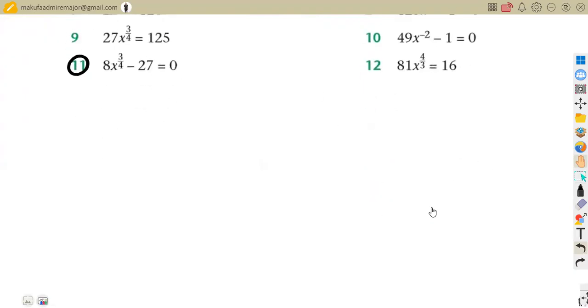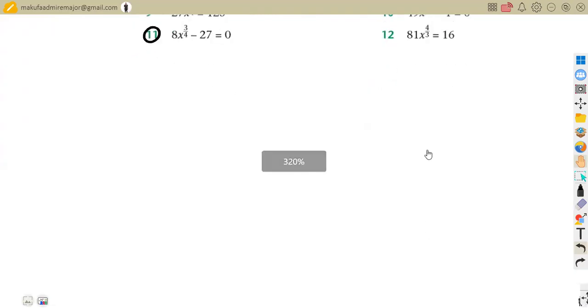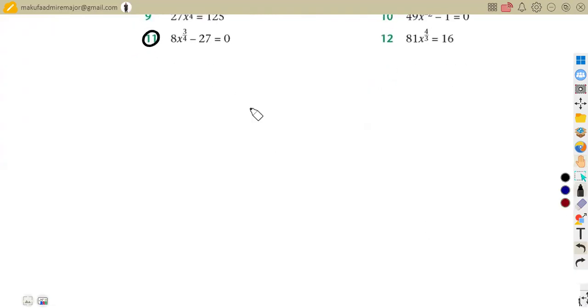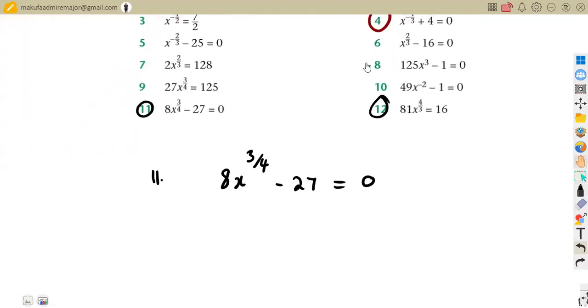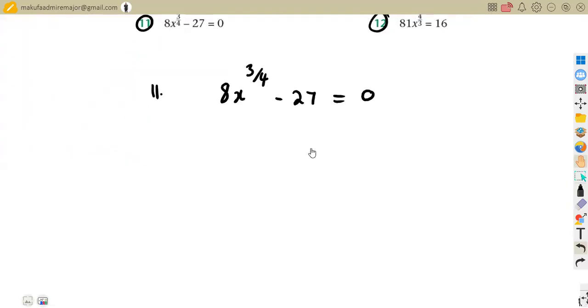So like I said, I'm going to attempt question number 11, where we are given 8x to the exponent of 3 over 4 minus 27 is equal to 0. Just like the previous case, we have to transpose. If you see number 12, they already transposed that for you. The same way that I'm answering number 11 is the same way that you're going to answer question 12. So try as many questions as possible: the same way you answer question 10, question 8, question 7, and question 9.